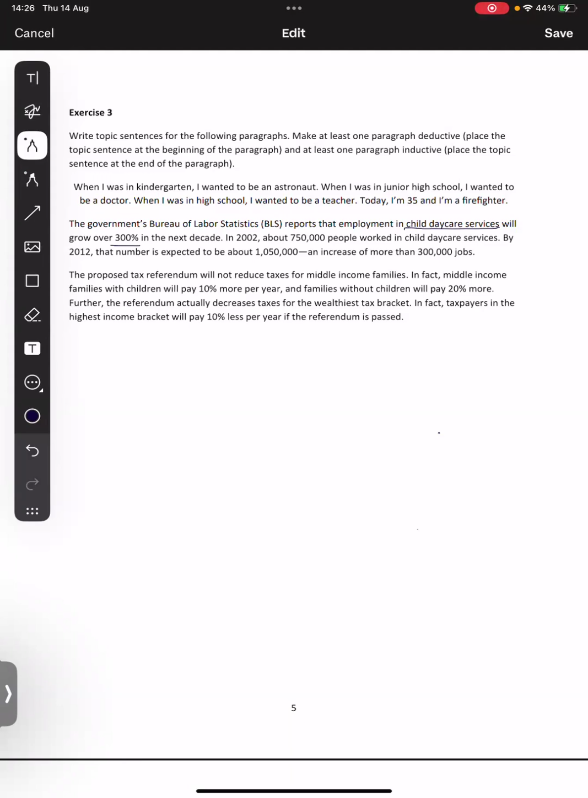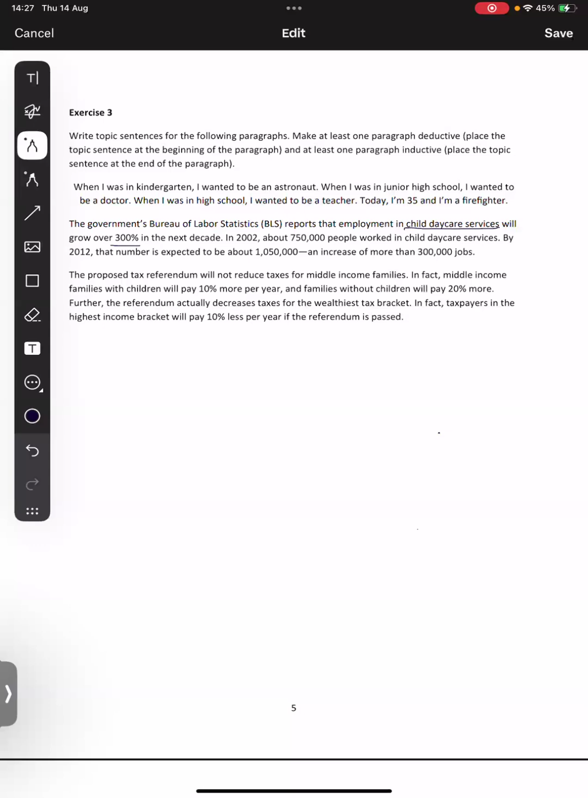But it says in the next decade. Sorry, so in a 10-year period, it's going to be an increase of 300%. And in 2002, about 750,000. Okay, so basically that one decade started in 2002 and it's going to finish in 2012. So according to this passage, 2012 is still in the future.